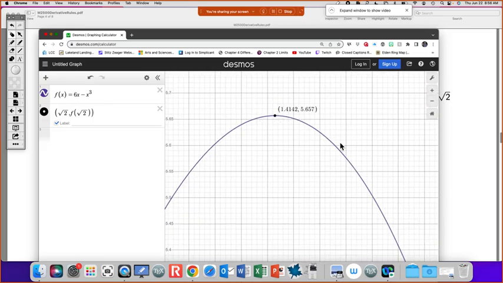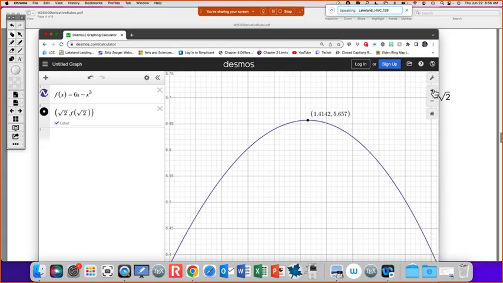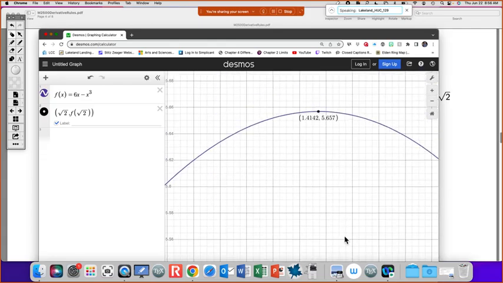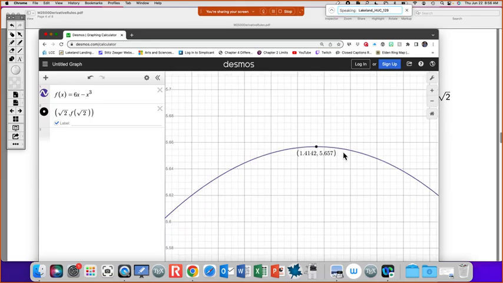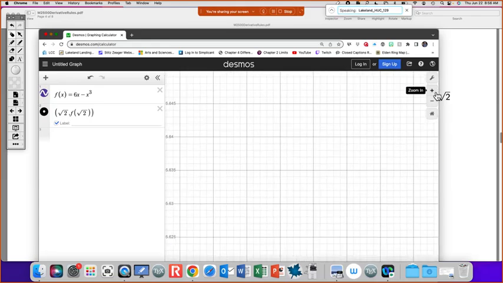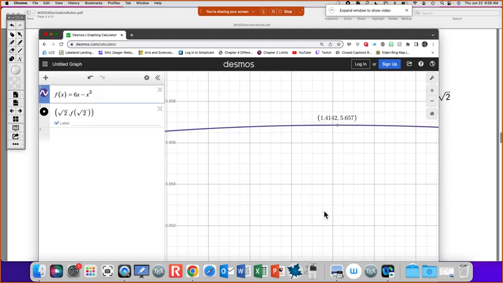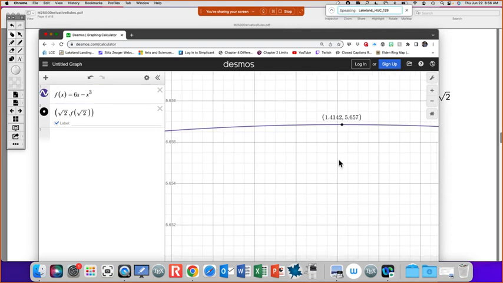So as I zoom in, what's happening? Oh, I lost it. There we go. See how it's getting flatter and flatter? You follow? You do the same thing with the other one.